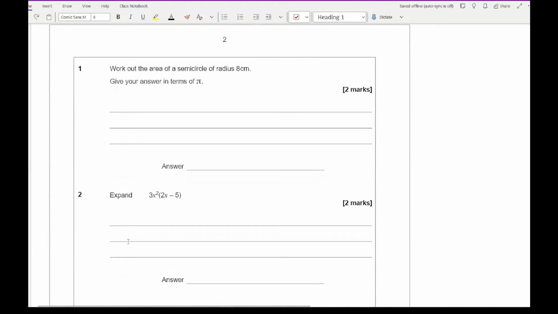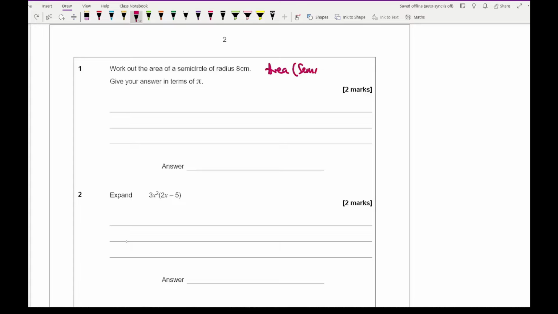So looking at question 1, it says work out the area of the semicircle with a radius of 8 centimeters. So here we need to recognize that the formula is going to be the area of a full circle divided by 2. So substituting r equals 8 into that, we get pi times 8 squared all divided by 2, so that becomes 64 pi divided by 2, which is 32 pi.